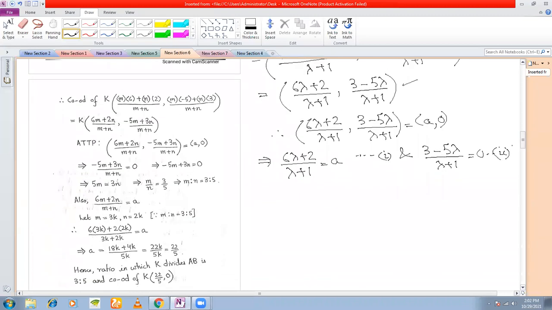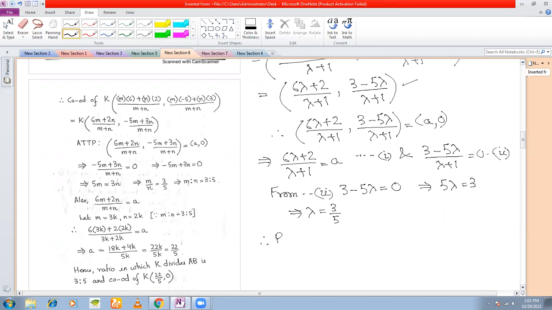Now we start with equation number 2. So from 2, if you cross multiply, you get 3 minus 5 lambda is equal to 0. So what do you get? You get 5 lambda is equal to 3. That means you get lambda is equal to 3 by 5. So what is the ratio we are getting here?